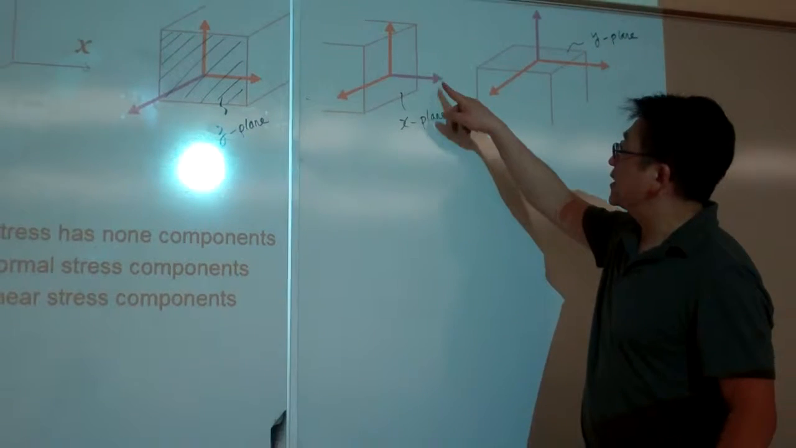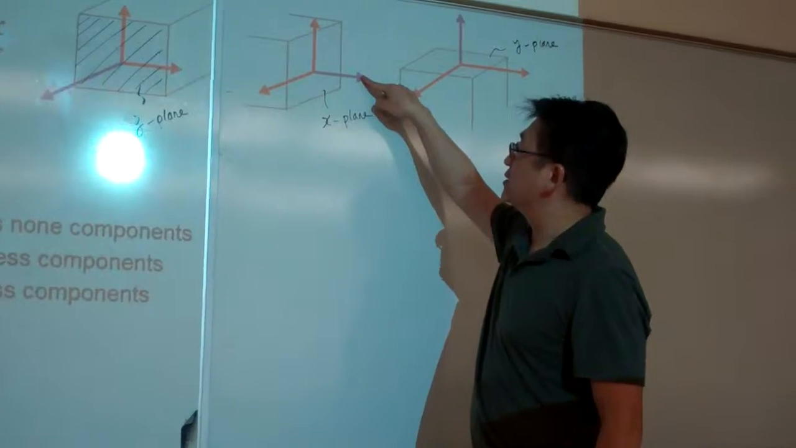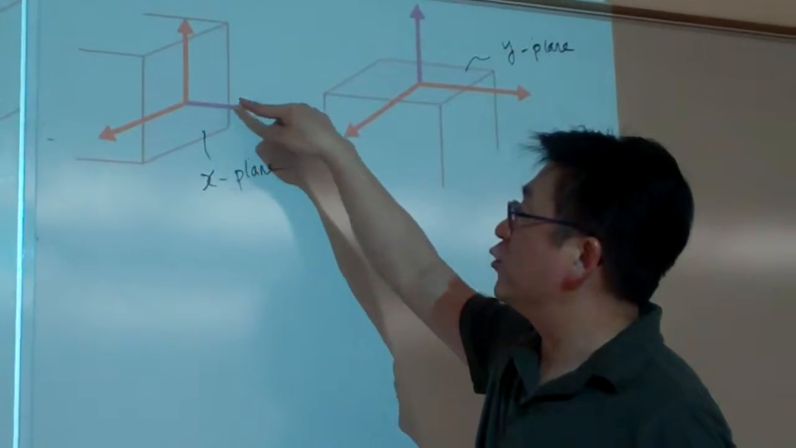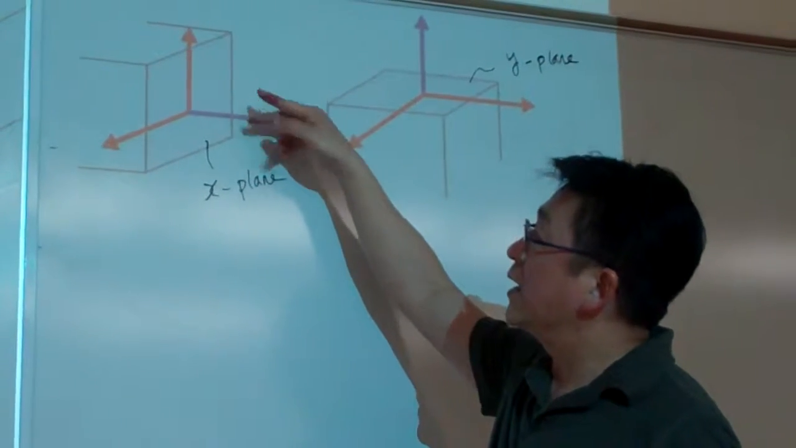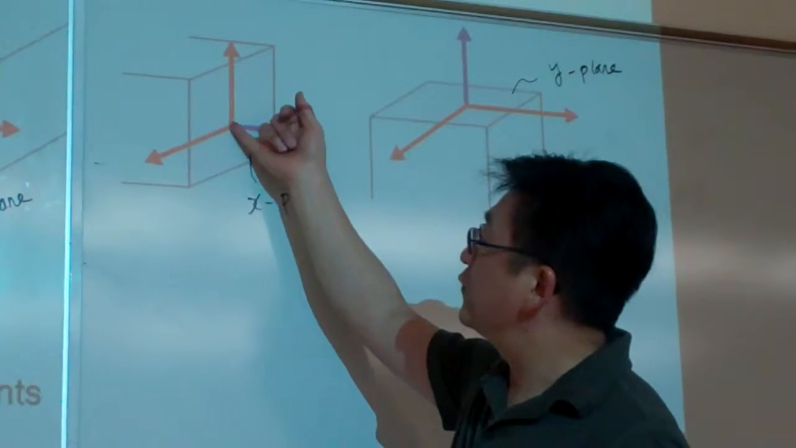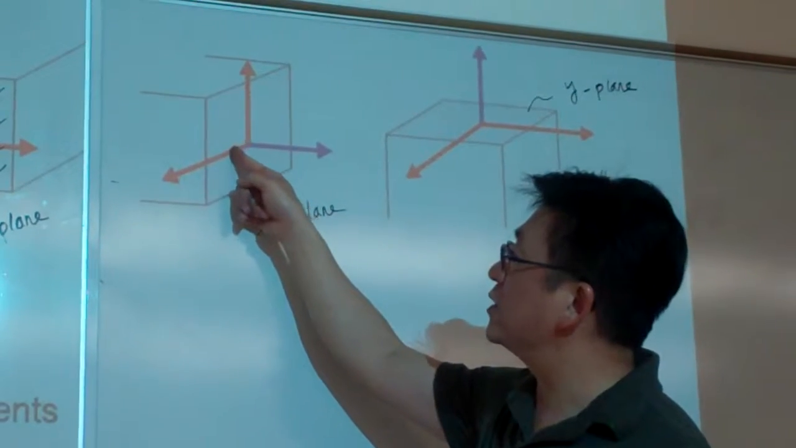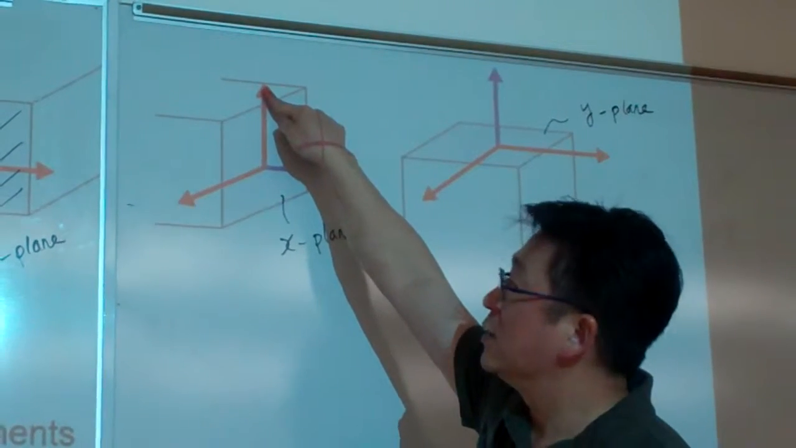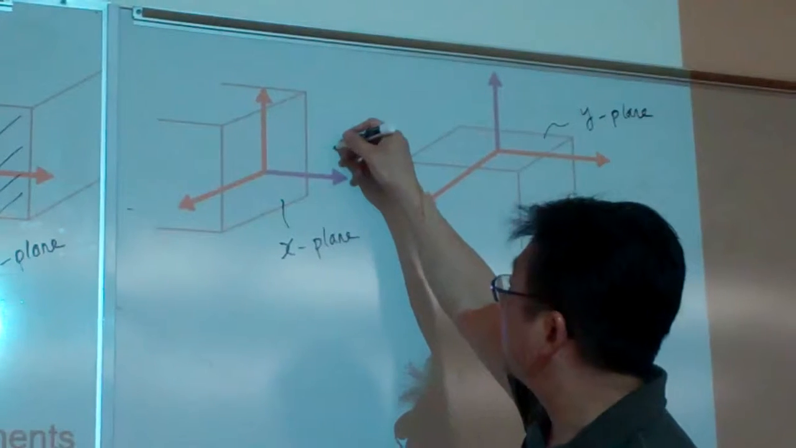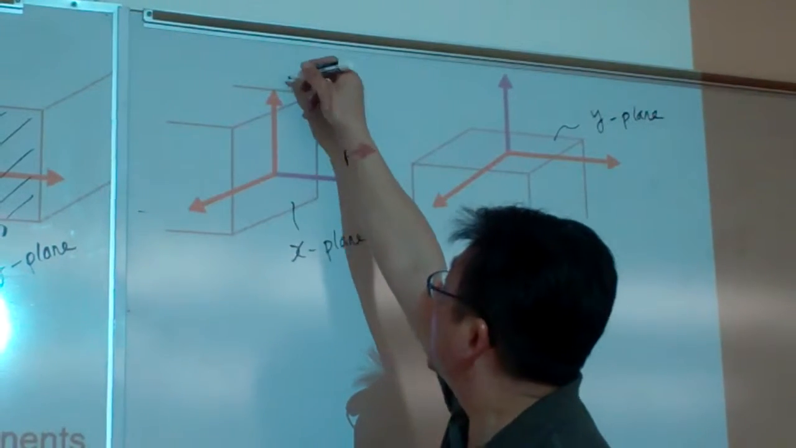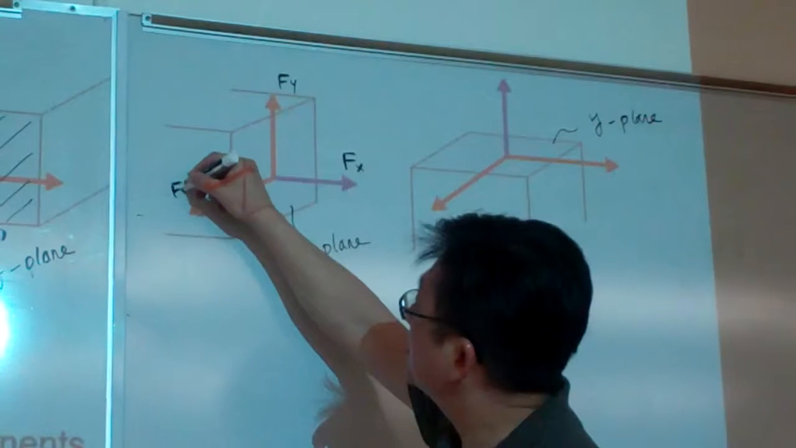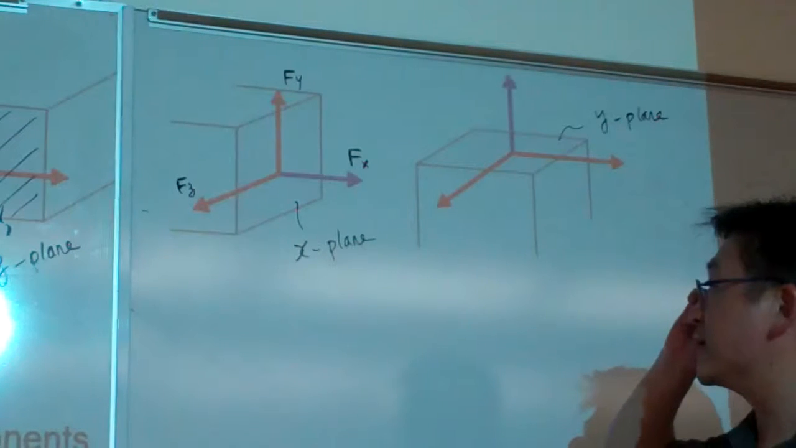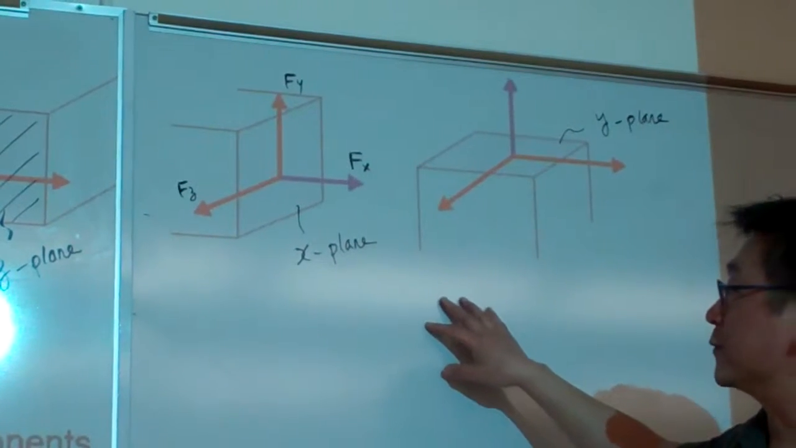For the x plane, you can see this force component is normal to the x plane. So the normal stress will be induced by this force. And on the other side, we have two components of the force. This is pointing to the z direction. This is a force in the y direction. So let me call these the forces Fx, Fy, and Fz. And the three force components are unique, and basically independent from one another.